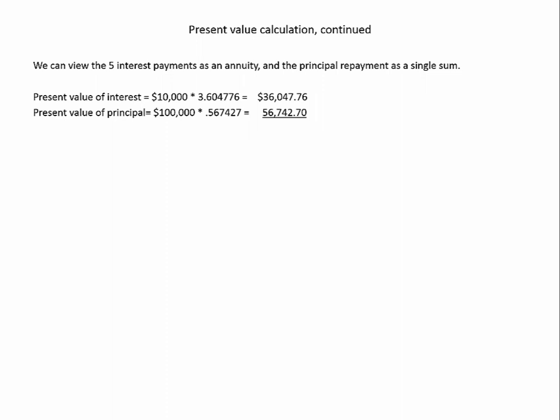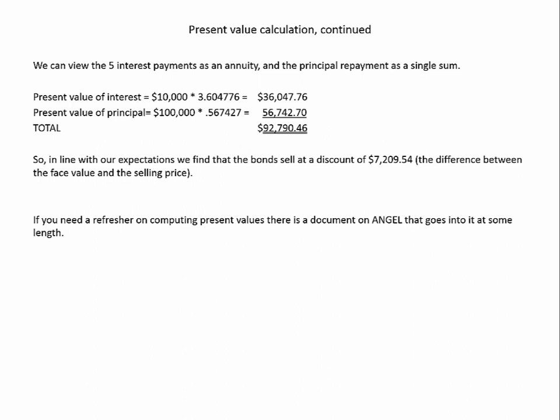Present value is $56,742.70, for a total present value of $92,790.46. So in line with our expectations, we find the bonds sell at a discount. They sell for less than their face value. If you need a refresher course on computing present values, there's a document on Angel that I typed up some years ago, and I keep posting it on Angel in case anybody needs it.